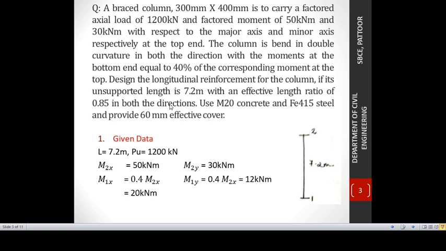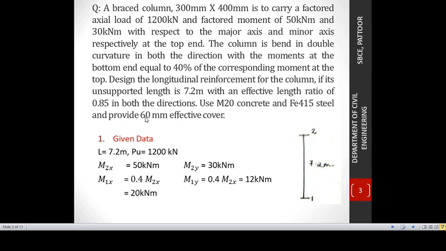Usually the effective length is calculated based on the support condition. Here it is directly given. We need to take the effective length as 0.85 L. In both directions, meaning x direction and y direction, the effective length is taken as 0.85 times 7.2. The materials used are M20 concrete and Fe415 steel, and the effective cover provided, that is small d dash, is given as 60 mm.